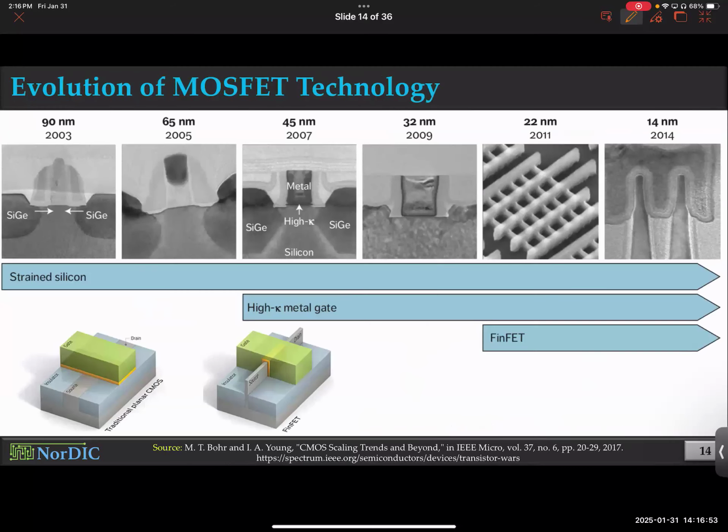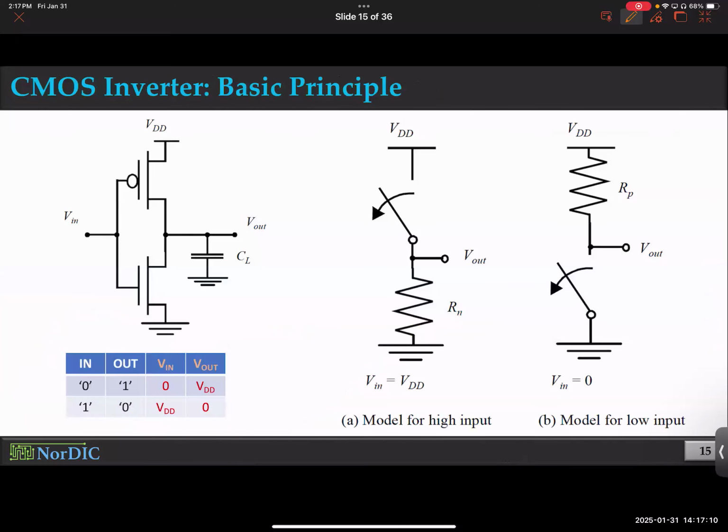Okay, and that's the difference, by the way. This is the bulk MOSFET structure in 3D, and this is the FinFET structure in 3D. So there is a difference. There is a 3D angle in the FinFET structure, which I'm not covering in this course, but if you want, you can take some device courses to cover it.